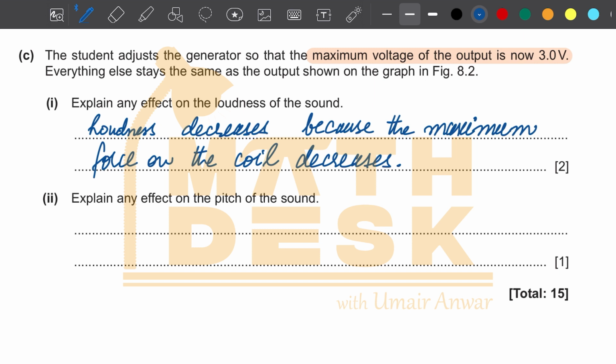Explain any effect on the pitch of the sound. So there is no effect because frequency is not changing. So we would say that pitch remains the same because pitch depends on the frequency of the signal. So the question ends here with this part.